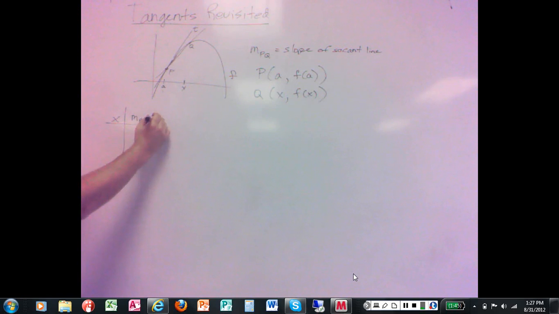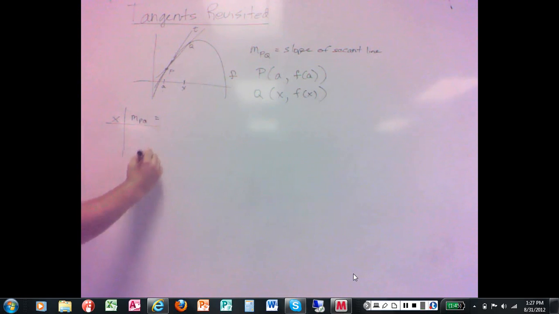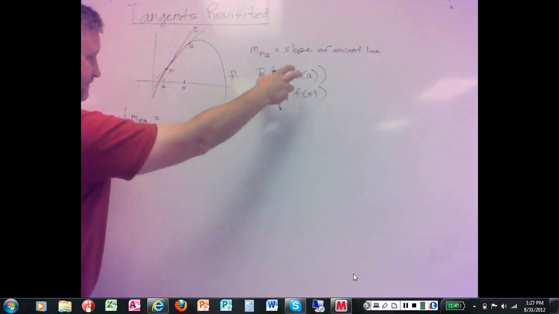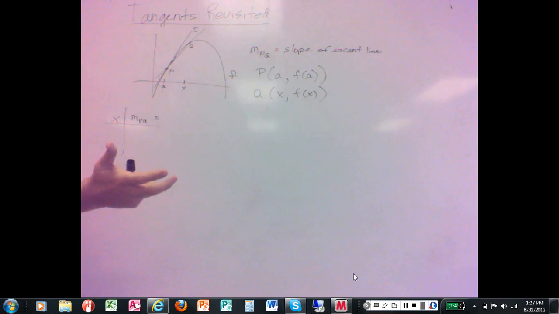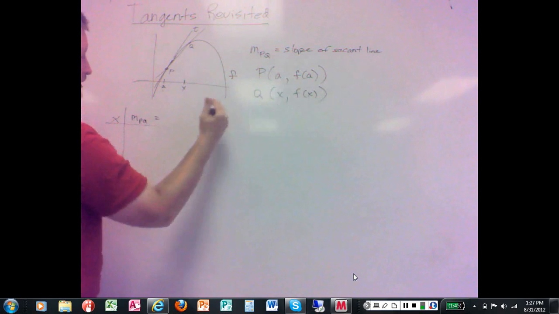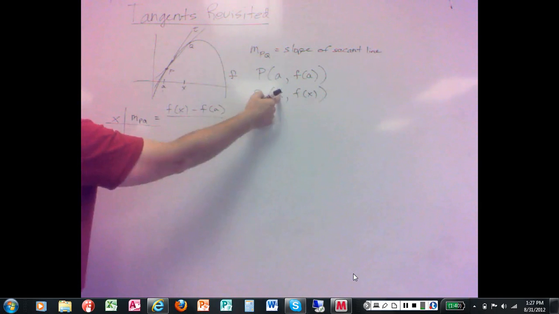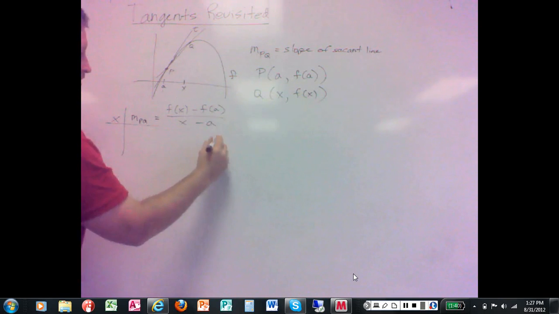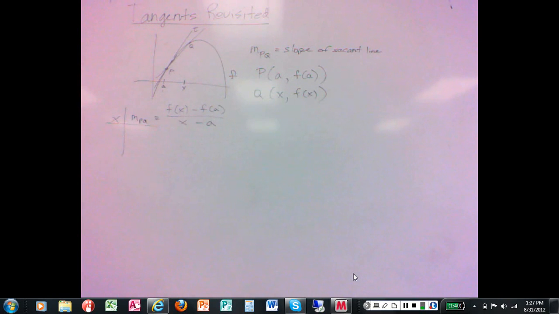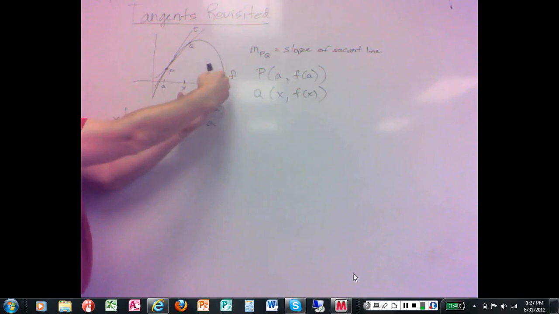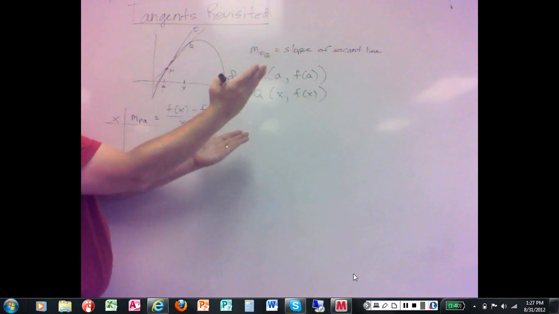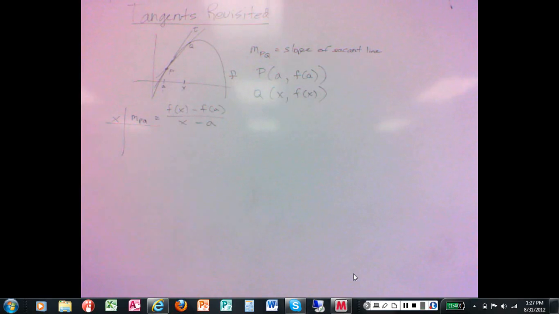Now, what was MPQ equal to? We set it up, didn't we? We just took the difference of the y's over the difference of the x's: y2 minus y1 over x2 minus x1. I don't know that we wrote it in general like this, but whatever your function value is, f of x, this is what the slope of that secant line would be, MPQ.